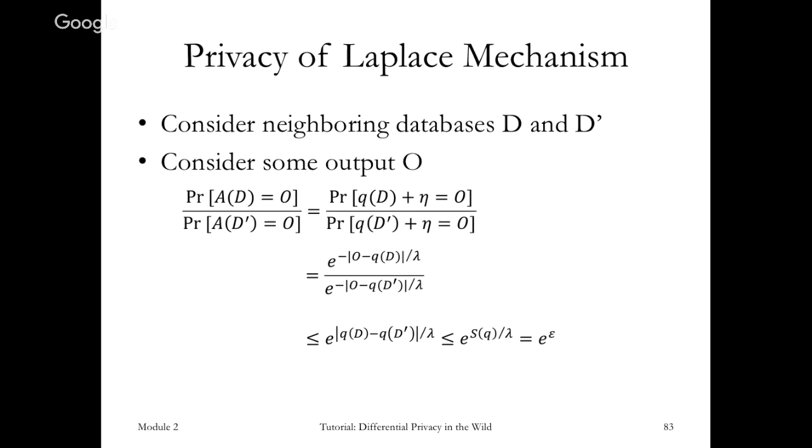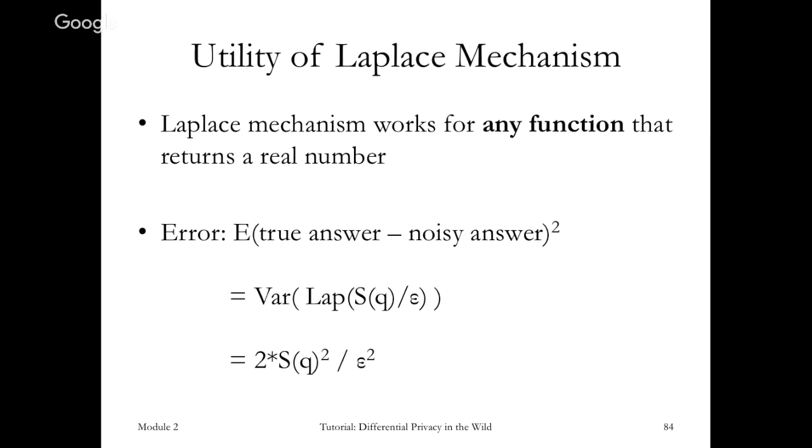And then that term right here, the distance between these two, is bounded by the sensitivity, right? That's exactly how much the answer could change given the addition or removal of one person's record. And so that's bounded by SQ. Then I set the scale of the Laplace noise so that lambda is exactly equal to SQ over epsilon. And so the SQ terms cancel out and I just get e to the epsilon. Okay, so that's the privacy of the Laplace mechanism.